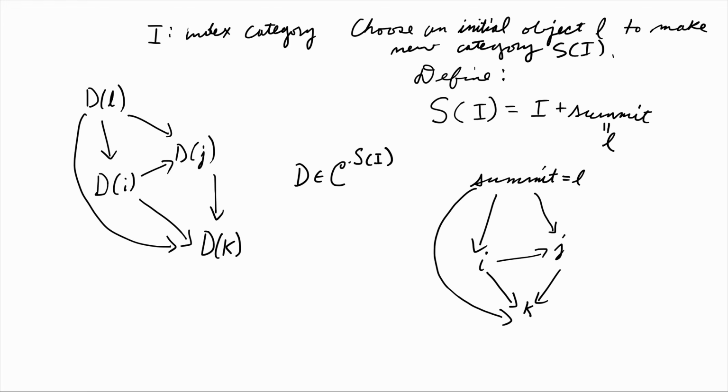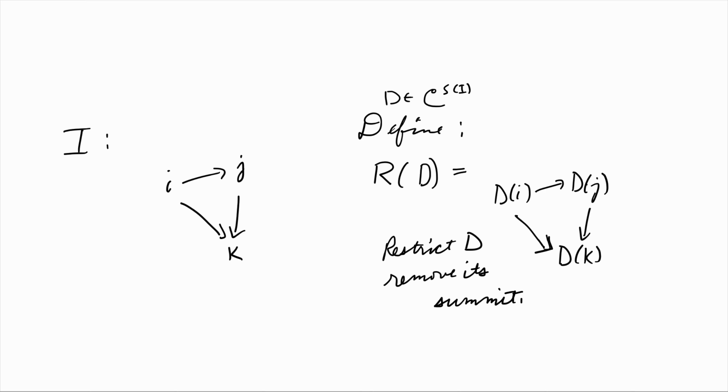All right, now what we're going to do is define a functor, R of D, where D is a functor that goes from the extended version to make a cone from an initial point to something of shape I. We're going to define a functor R that sends such a D and restricts it to just shape I, so we just remove its summit. So we're going to think of R as being such a functor.